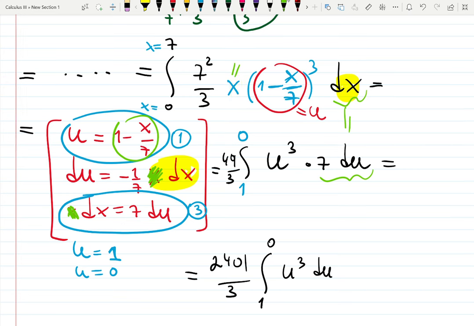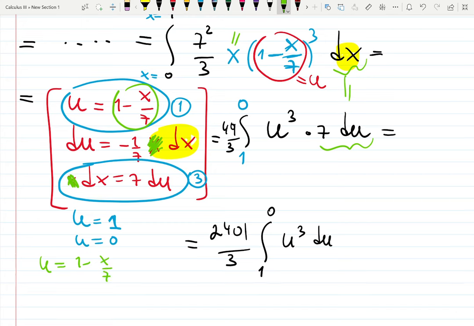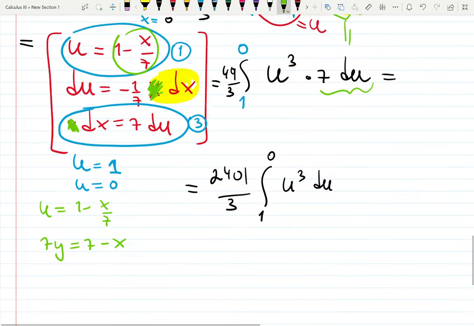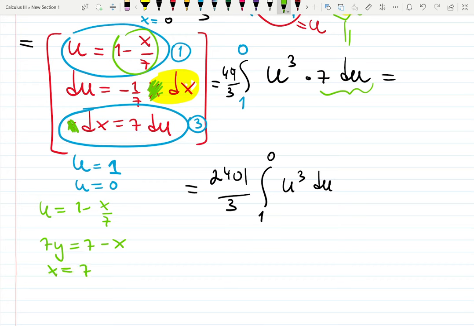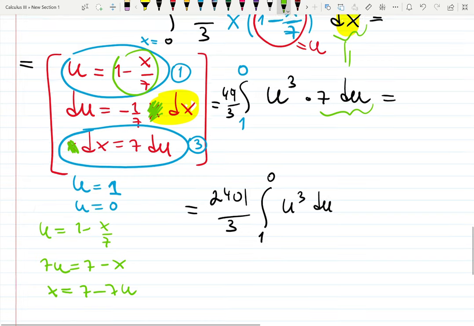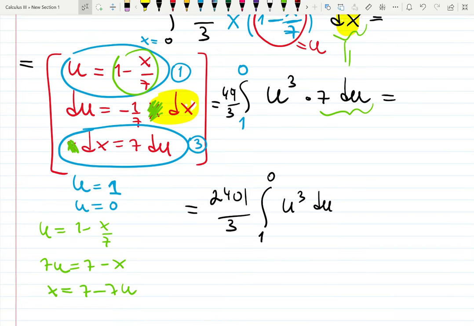Let me erase this yellow part. x has to be changed. We just need to solve for x. If you solve for x, you multiply by -7. So if u is 1 minus x over 7, then 7u is 7 minus x. Then x is 7 minus 7u. That's not y, that's u. Right? 7 multiplied by 7, 7 here, x moving, 7 minus 7u.